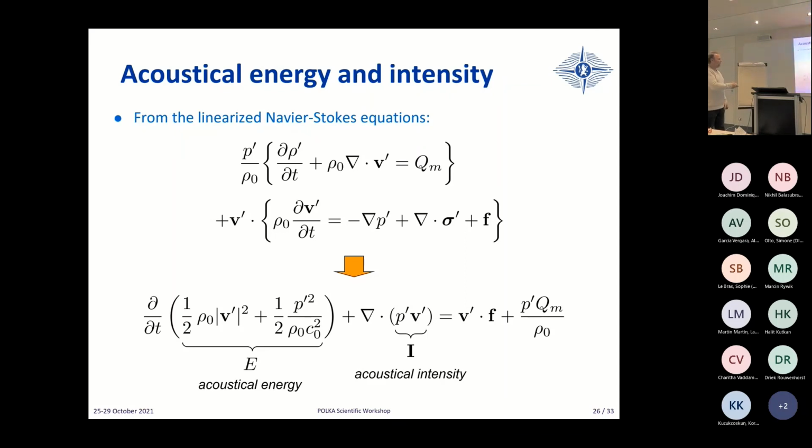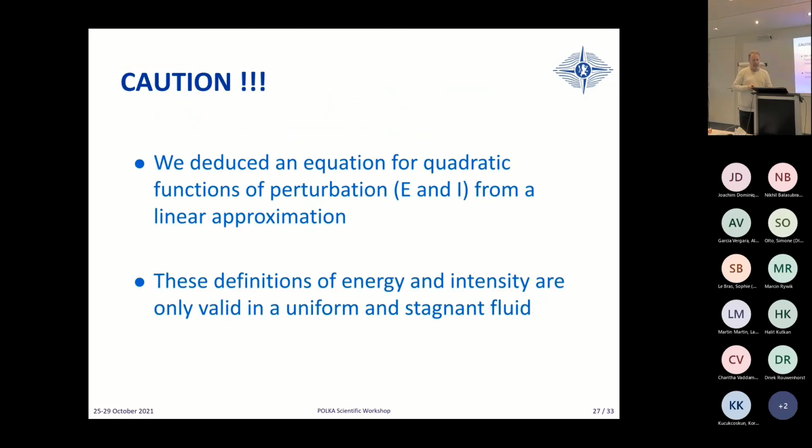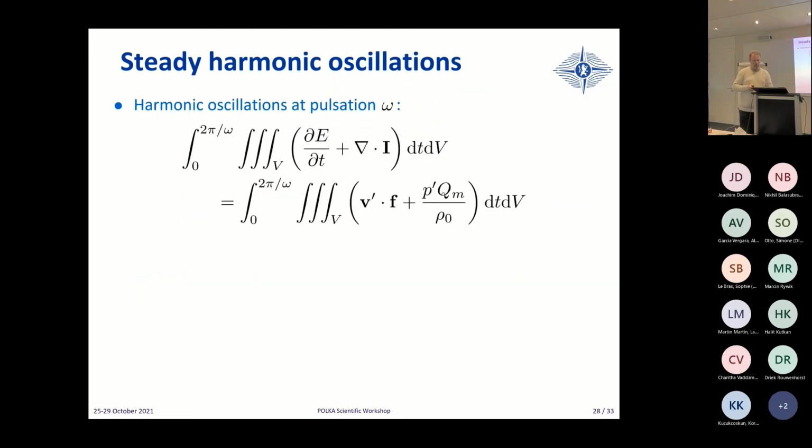You have an acoustical intensity, so that's a flux of energy, because we have a divergence of something, and you know that when you integrate, it will look like a flux. And then you have the amount of energy that is produced by your sources. Here I've simplified the discussion a little by retaining only the monopole corresponding to the volume injection and the dipole corresponding to the unsteady forces. I'm going to come back to this quotient a bit later.